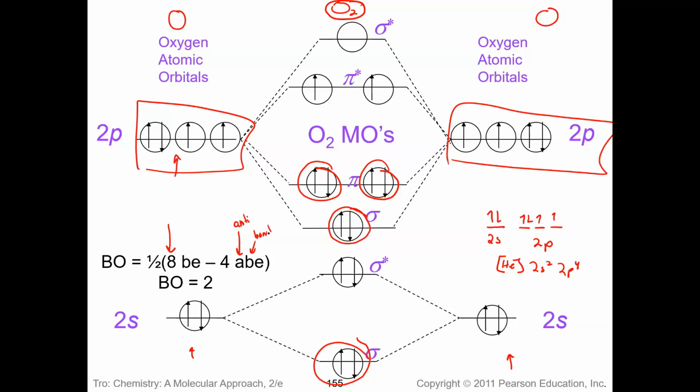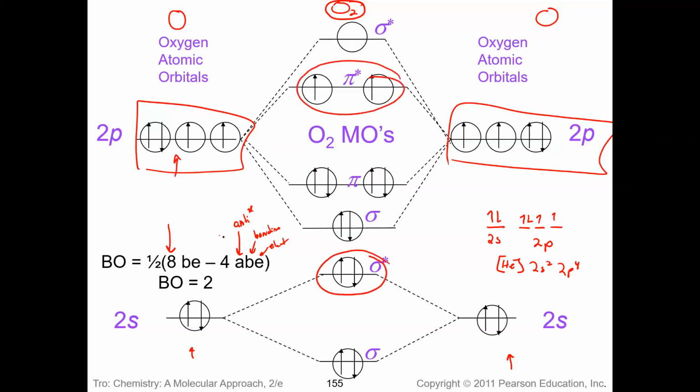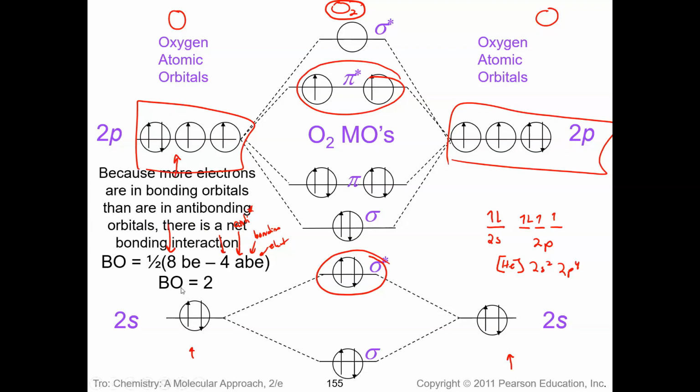Anti-bonding electrons. Those are the stars. We've got 2, 4, 4 anti-bonding. And remember with our bond order, we take half the bonding minus the anti-bonding, or divide by 2, which gives us a bond order of 2.